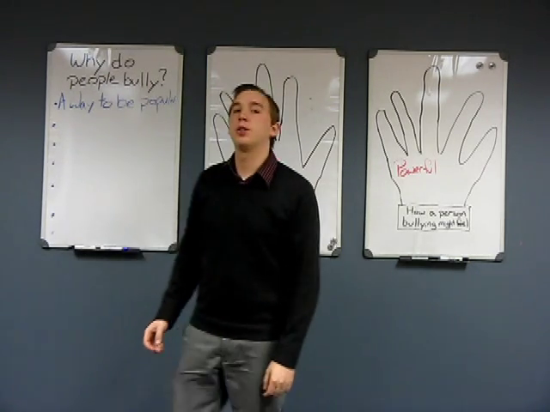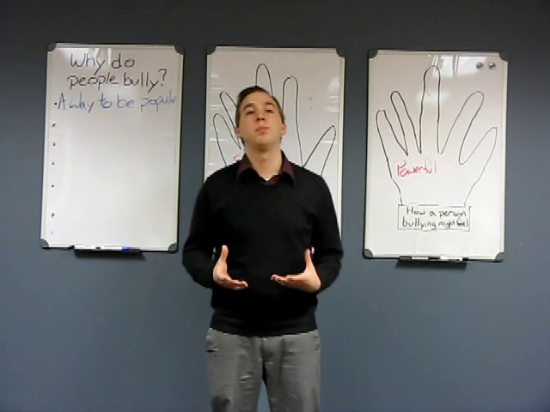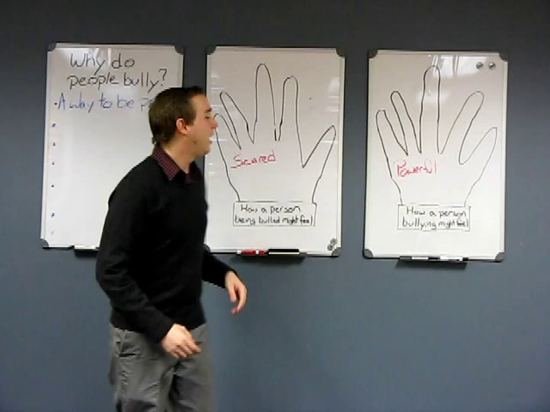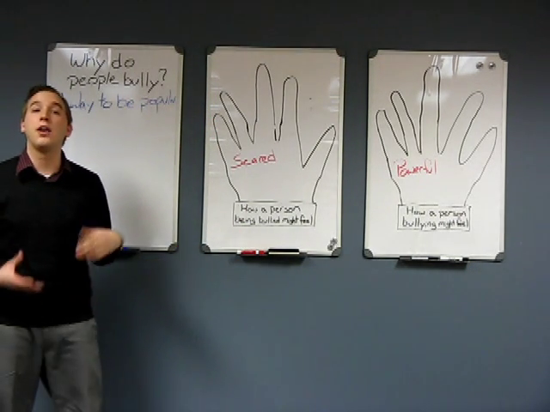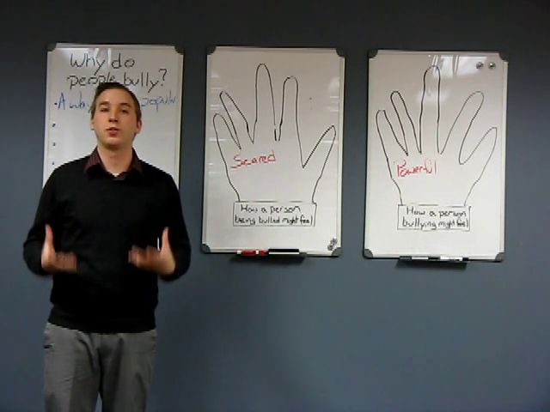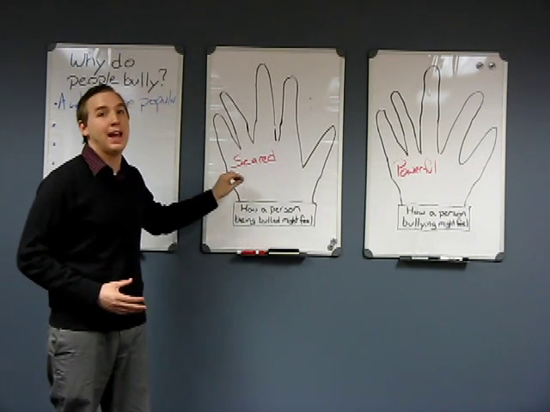You're going to open the discussion by asking, why do people bully? And you want to spend about a minute or 2 coming up with different reasons why someone may bully someone else before you move on to your first hand. Your first hand is focused on how a person who's being bullied may feel. You want to really brainstorm with the class what they think a person who's being bullied is going through emotionally. As they answer, you want them to come up and write the answer on the hand.